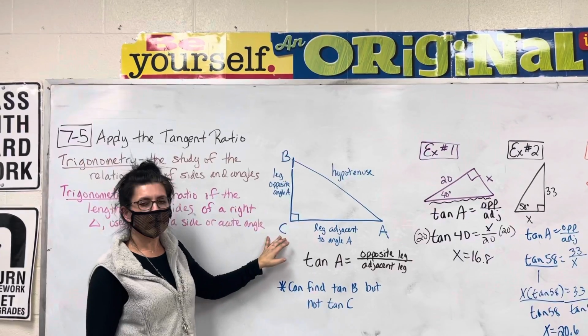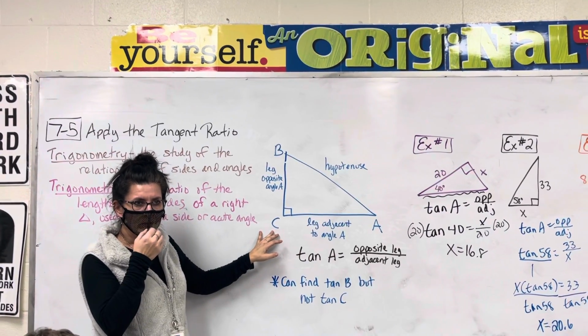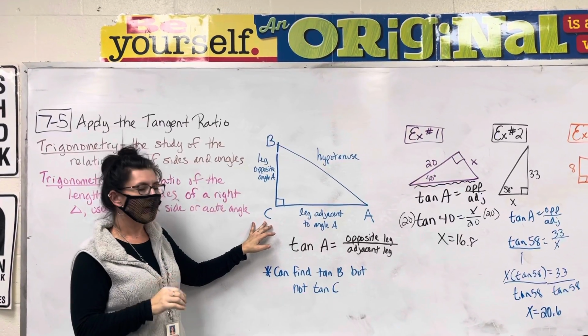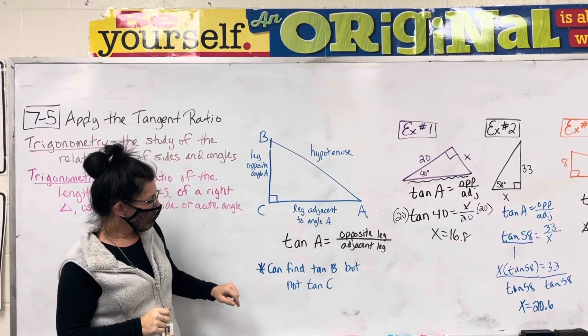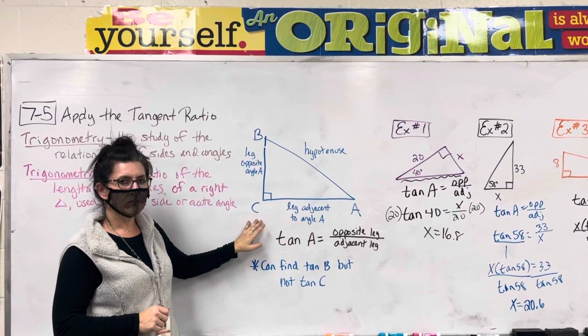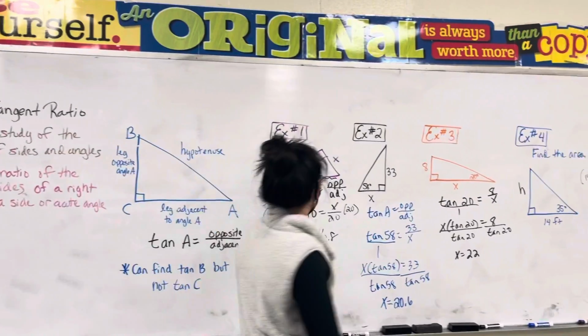You cannot do the tangent of a 90-degree angle. You can't do sine or cosine of a 90-degree angle. With trig, it has to be an acute angle. So again, you can do the tangent of A or the tangent of B. You can't do the tangent of C. So I have some examples here.